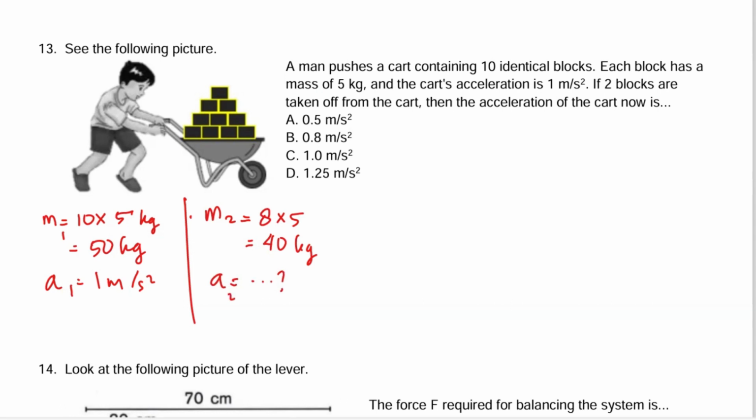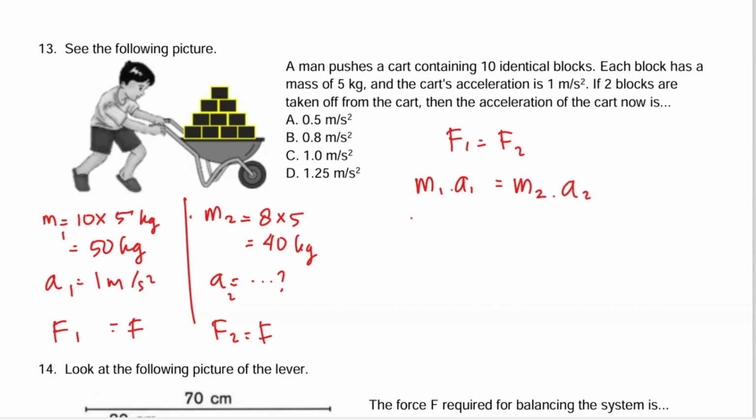To solve it, we need information about the force. It's not given here, so we can assume that the force in the first and the second condition are the same. So we just name it F, and we can say that F1 equals F2. We assume that the man has not changed the force that he gives to the cart. So in the first condition, F is M1 times A1, and in the second condition, F is M2 times A2.